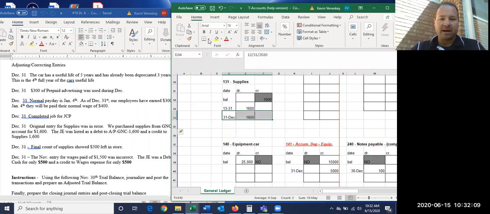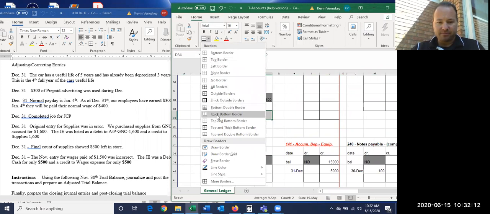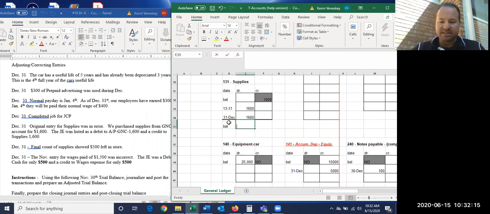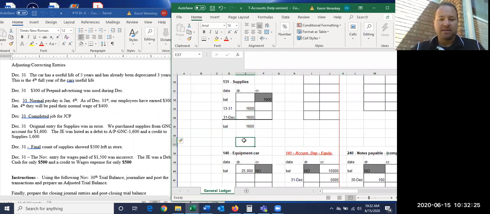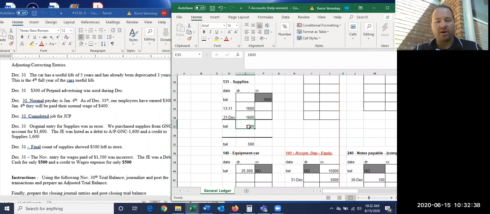Right now, if I was to balance out my T account, my balance is simply $1,600. These guys canceled each other out. That was zeroed, and now I just have $1,600. But it says that my real true balance when I'm all done should be only $500. So we were at 1,600 after doing all the corrections, but we really don't have 1,600 anymore because I've actually used some. This is where the adjusting entry comes into play.